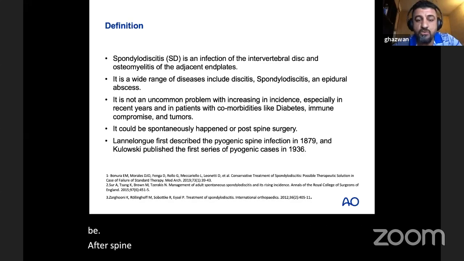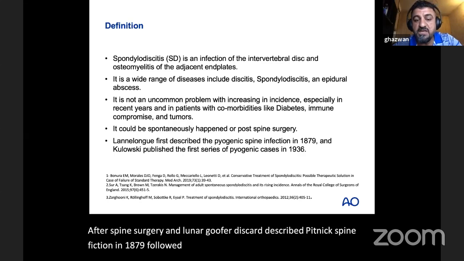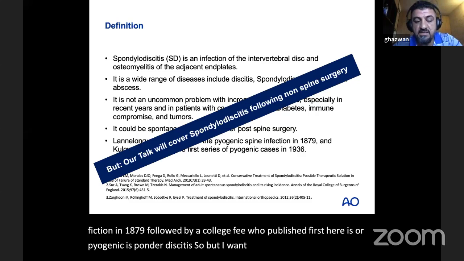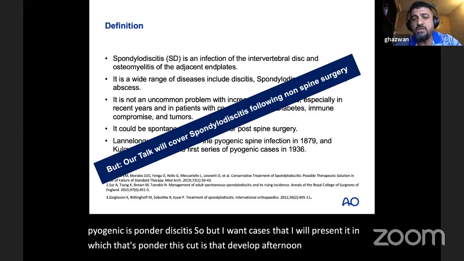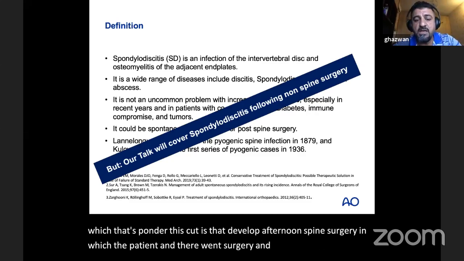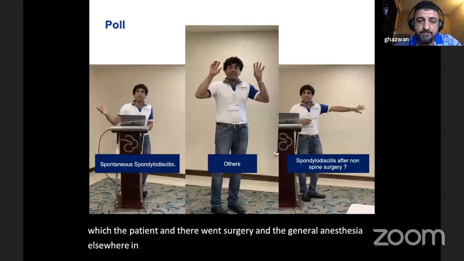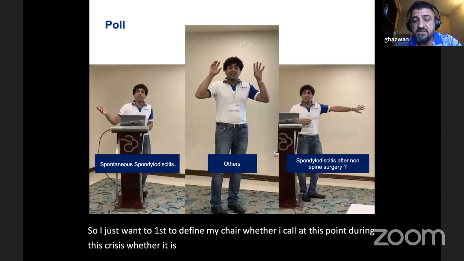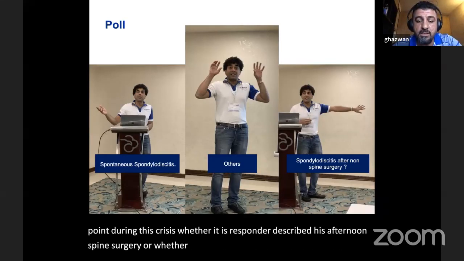Leoneg first described the pyogenic spine infection in 1879, followed by Koloshi, who published the first series of pyogenic spondylodiscitis. But in our cases that I will present, the spondylodiscitis developed after surgery, in which the patient underwent surgery under general anesthesia elsewhere in the body and developed spondylodiscitis. So I just want first to define my term, whether I call it spondylodiscitis, whether it is a spondylodiscitis after spine surgery, or whether any other definition.